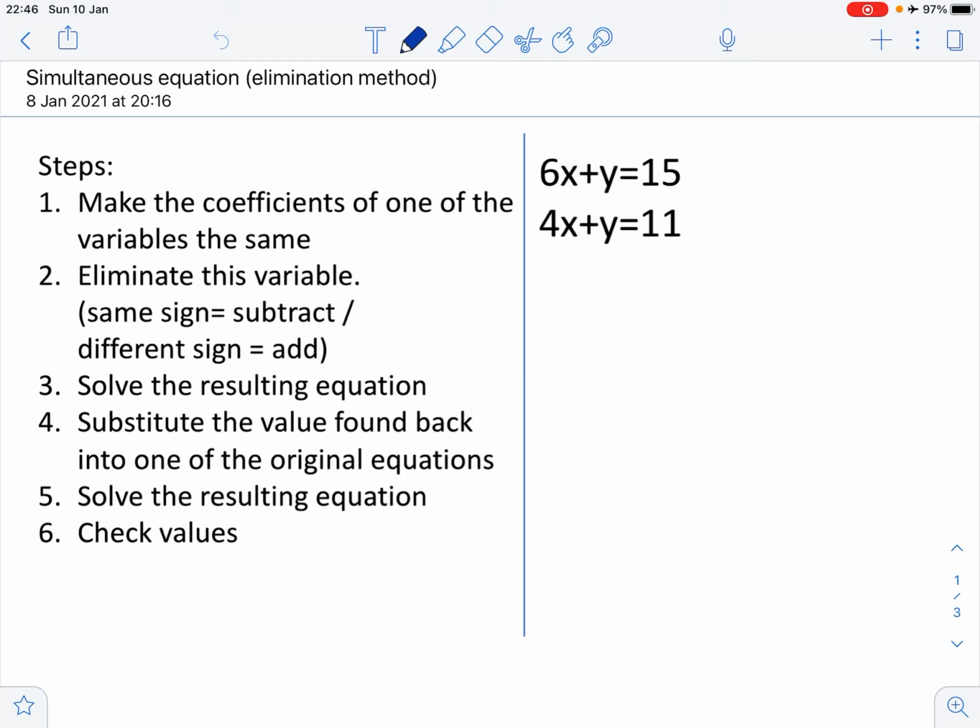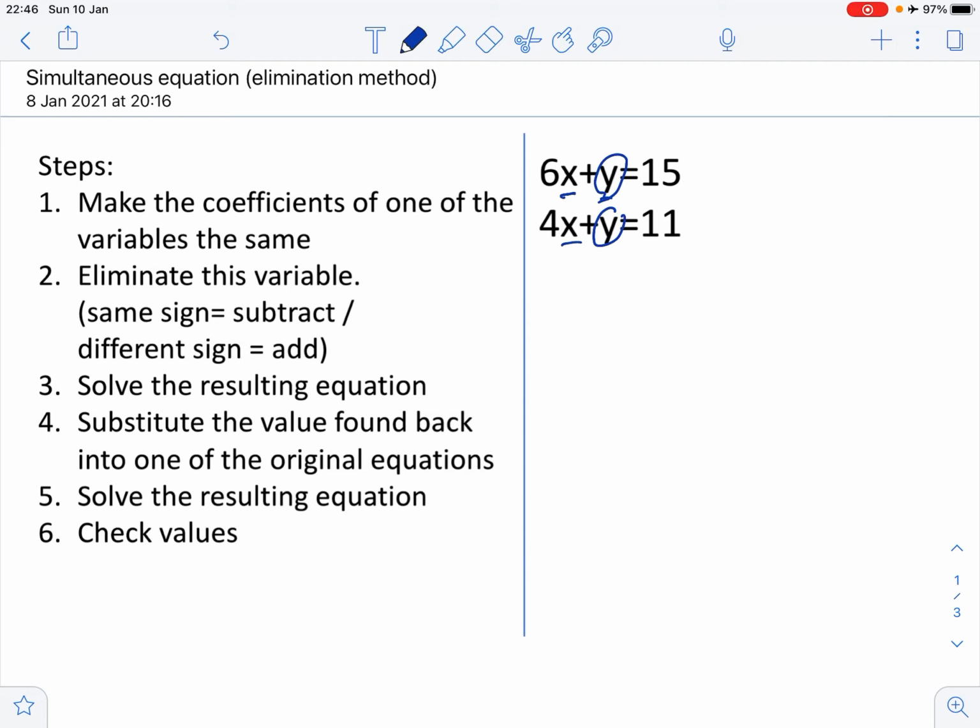So simultaneous equations are equations involving two or more unknown values, and they have the same value in each equation. For example, here we have two unknowns, x and y, and they have the same values in both equations. So the x in the first equation and the x in the second equation have the same value. Similarly, the y in the first equation and the y in the second equation also have the same value. So let's have a look at how we're going to do this.